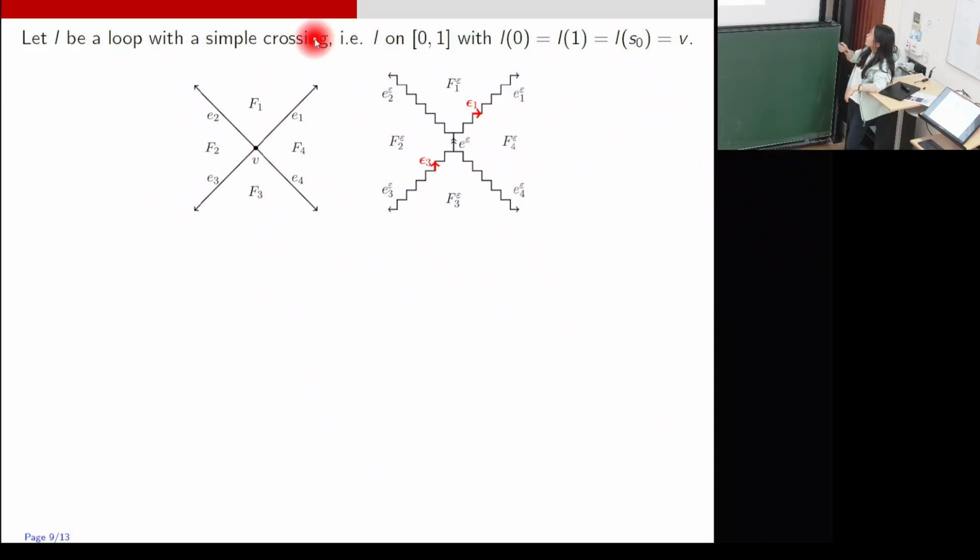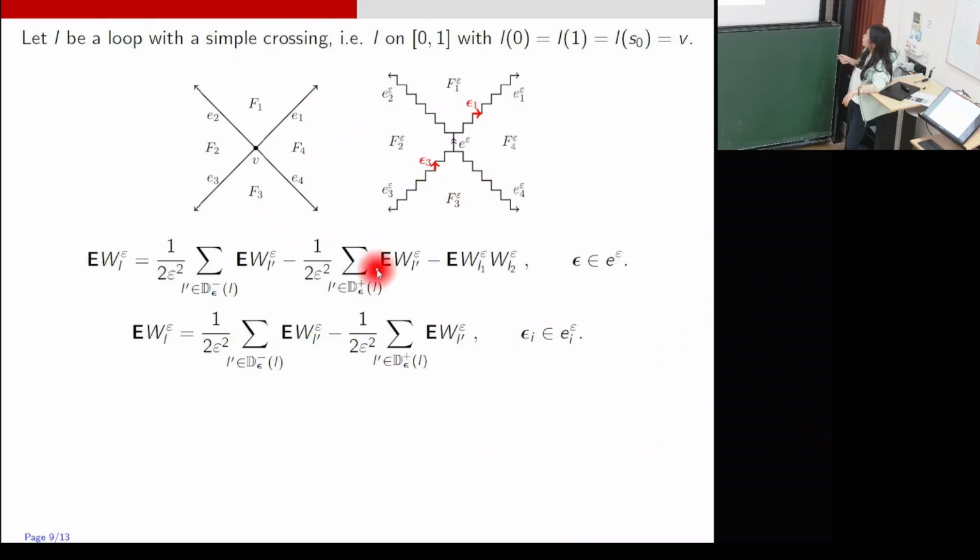a loop with just a simple crossing. This is a loop starting from this V here and going along this E1 as I just mentioned, and going back along this E4 and going to E2 and going back along the inverse of E3. And we can have the lattice approximation to this kind of loop written in the following way. You can find it. And for this kind of continuum one, we have a unified master loop equation. But for the lattice case, for different bonds, we have different master loop equations.